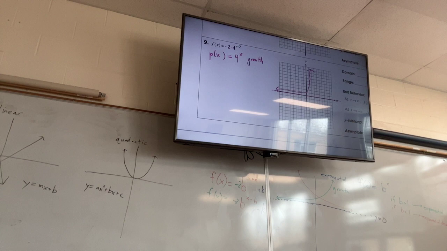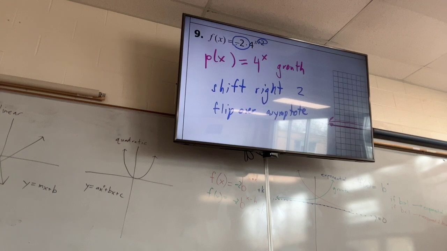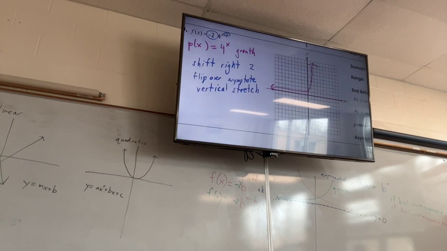Okay. How does that parent graph get transformed? What does that -2 inside the exponent do? Inside the exponent. Right. The minus 2 outside is going to flip it. The minus 2 inside of it is going to shift right 2. Okay. And then that negative 2, that's going to flip it, flip over asymptote. Okay, and then that, because it's negative 2, what's the 2 going to do? Vertical stretch. Okay.